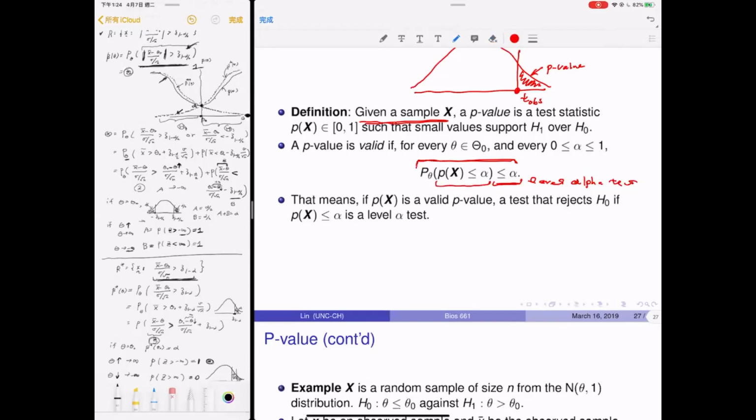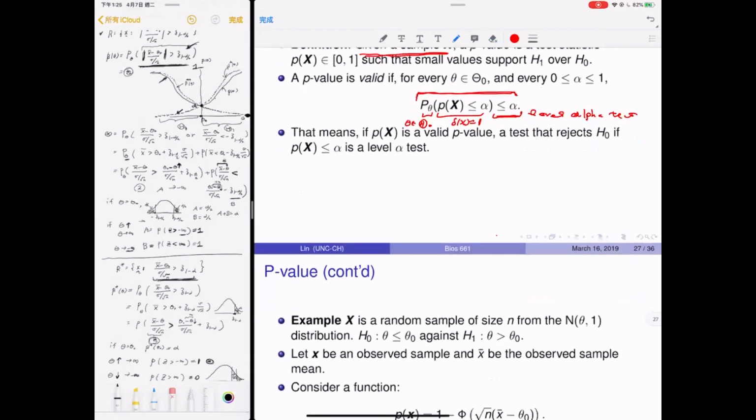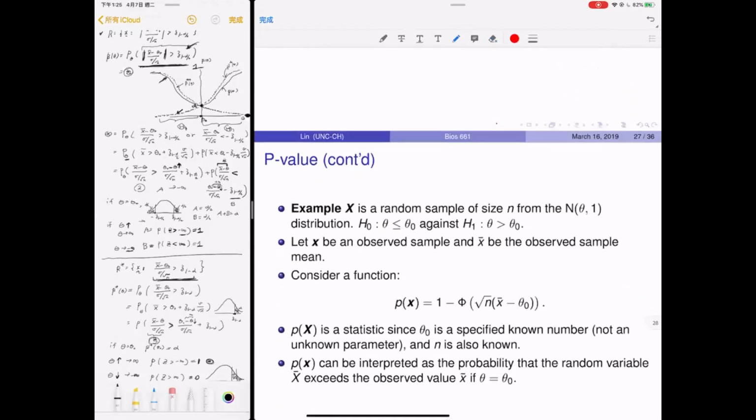Against theta under the null hypothesis, or maybe I should write it more clearly. You will say this is your delta x equals to 1. This theta right here belongs to the null space. So if the p-value smaller than alpha is a valid test, then you need to show me that it's actually a level alpha test. So let's see some example right here.